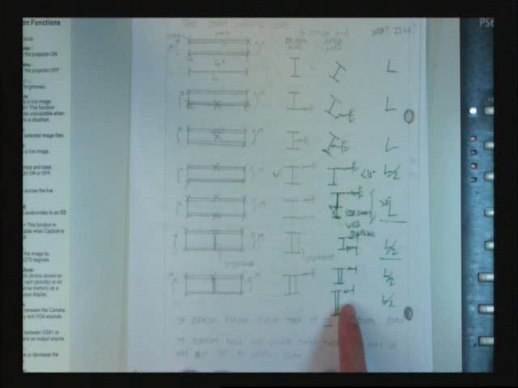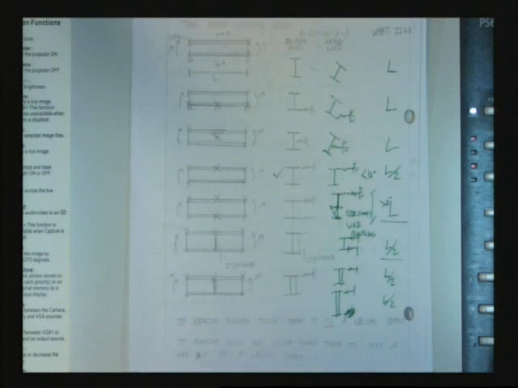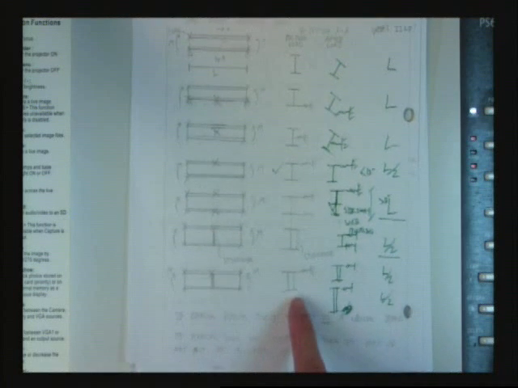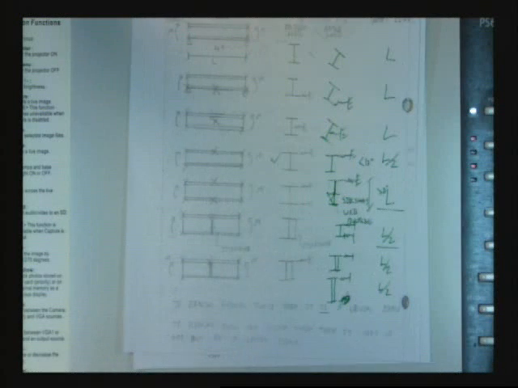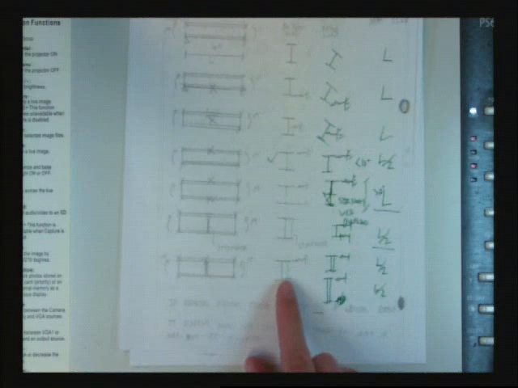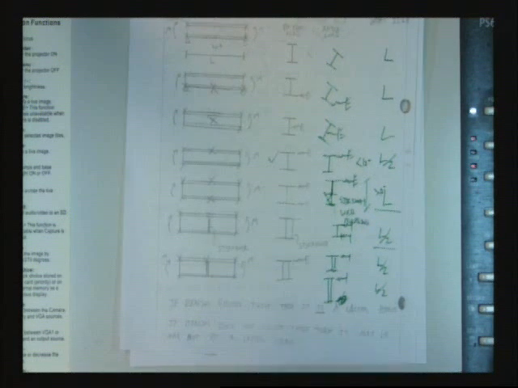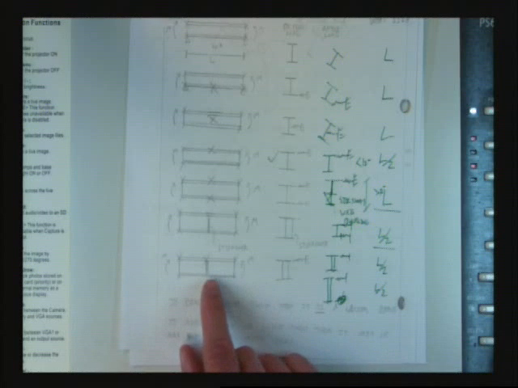Does that make sense? Yes, it does. If it's a stiffener like this? Yeah, it does. And it can be just as effective as this stiffener if it's in the right location. Longitudinal stiffeners are not done very often anymore. Really, really rarely are they used.